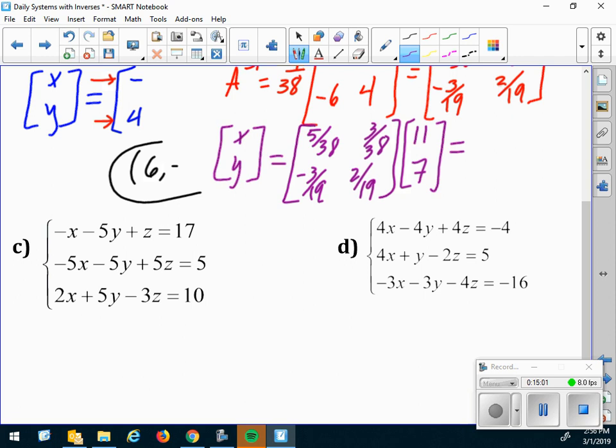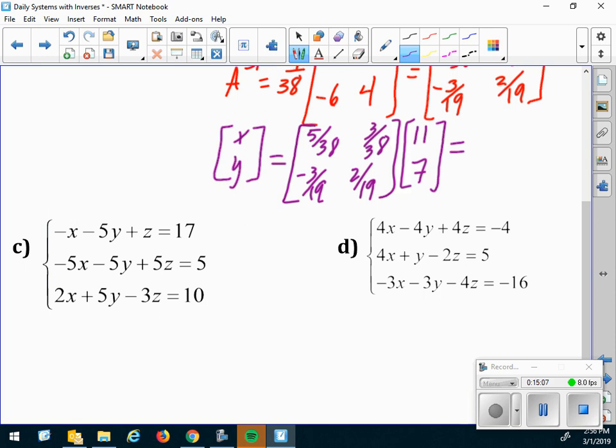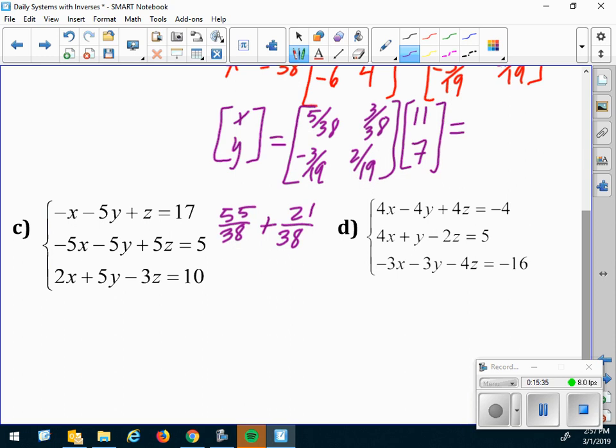Okay. Now listen, it's ucky, but it's not awful. Here we go. Row 1, column 1: 55 over 38 plus, not 30, no, right here, 21 over 38. What's that? It's 76 over 38, which is 2.